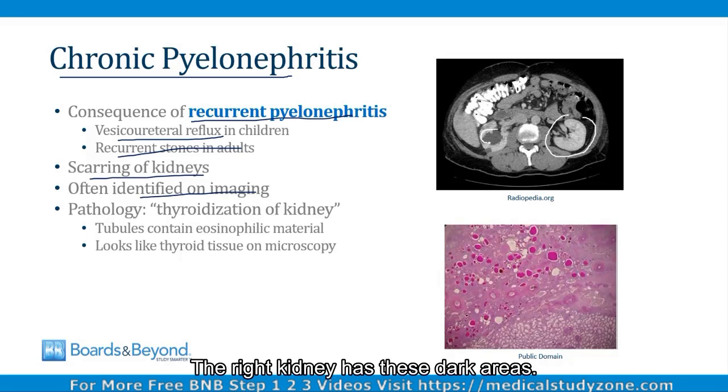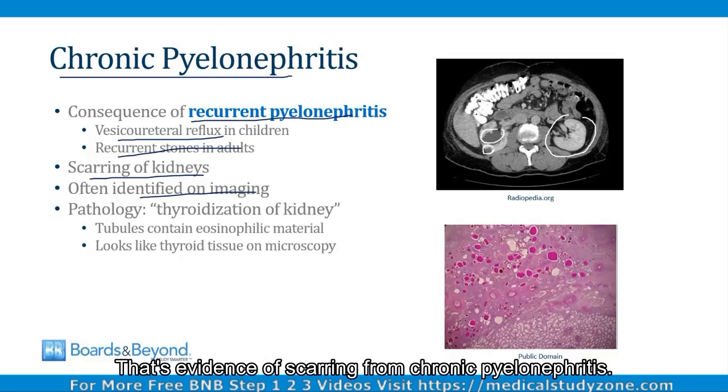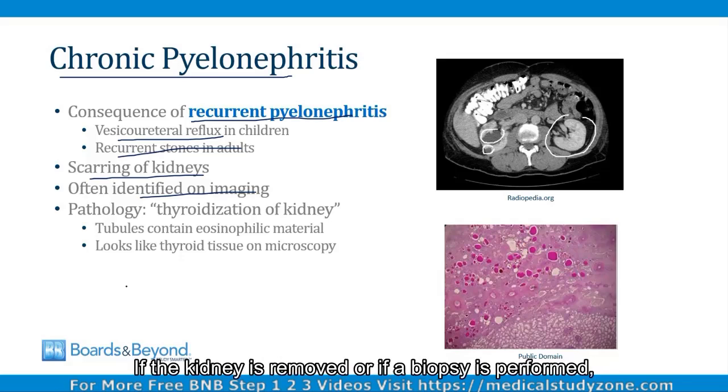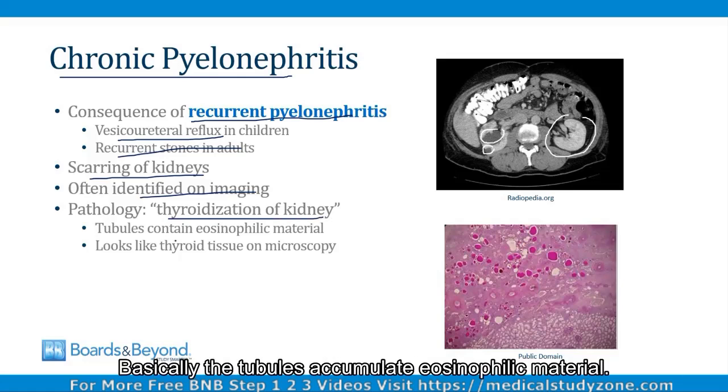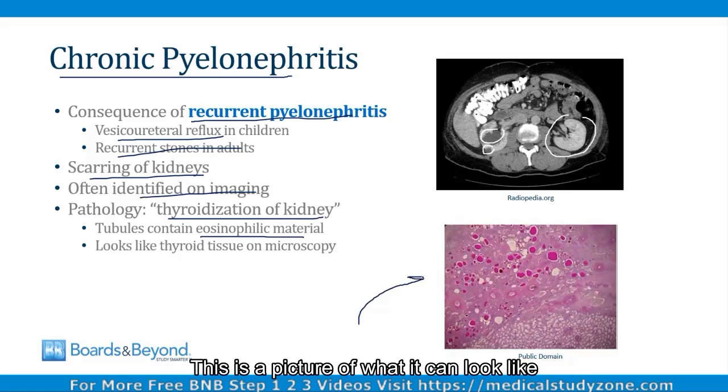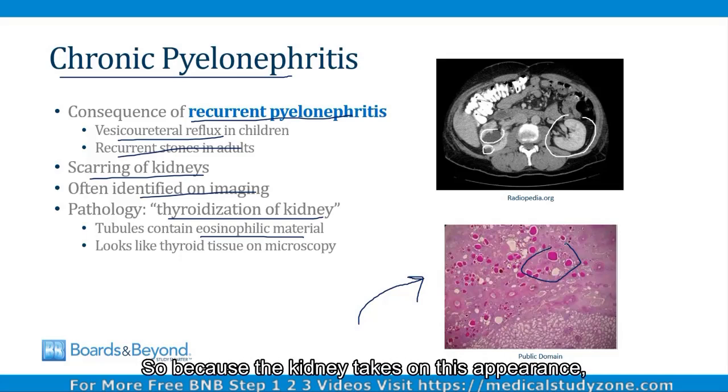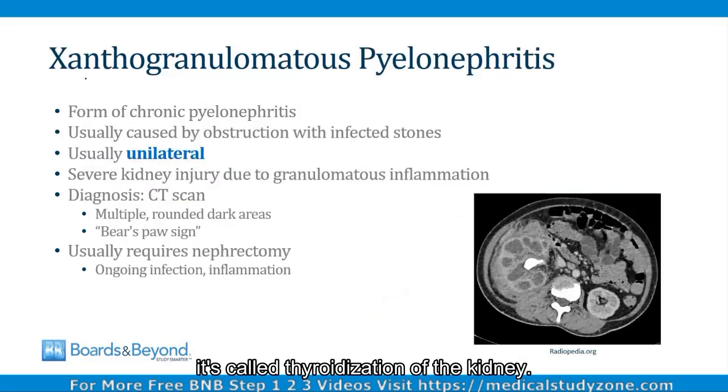The right kidney has these dark areas. There's also one here on the outside. That's evidence of scarring from chronic pyelonephritis. If the kidney is removed or if a biopsy is performed, the classic finding in chronic pyelonephritis is called thyroidization of the kidneys. Basically, the tubules accumulate eosinophilic material. This is a picture of what it can look like here on the screen. You can see all this pink material, and that's what the thyroid gland looks like. So because the kidney takes on this appearance, it's called thyroidization of the kidney.